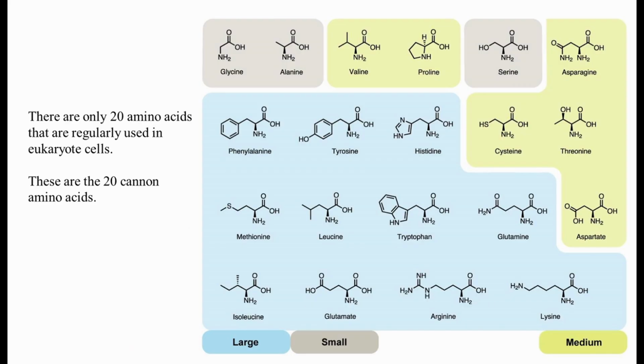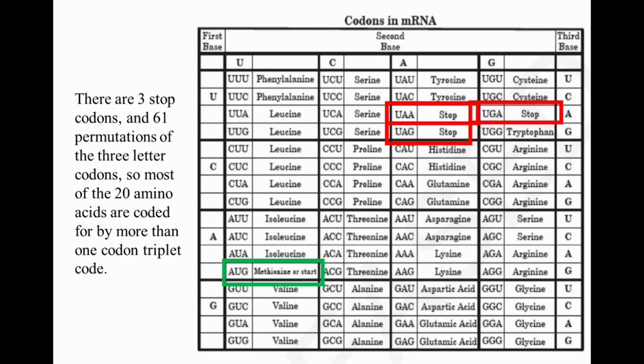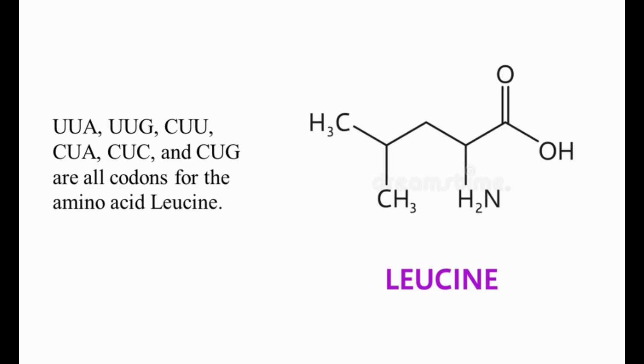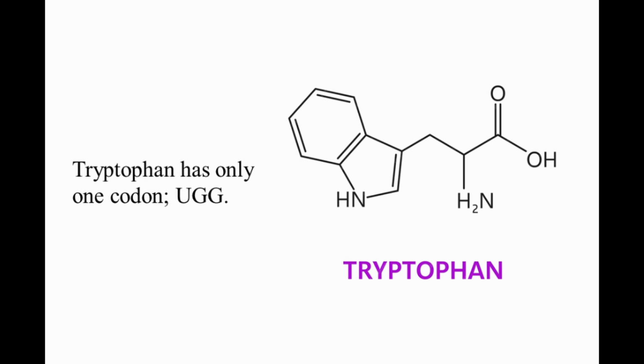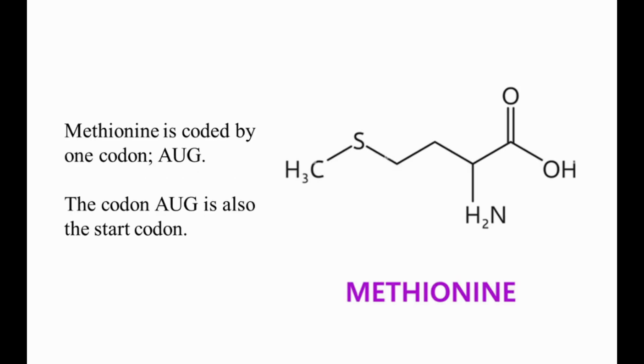There are only 20 amino acids that are regularly used in eukaryote cells. These are the 20 canon amino acids. There are 3 stop codons and 61 permutations of the 3-letter codons, so most of the 20 amino acids are coded for by more than one codon triplet code. UUA, UUG, CUU, CUA, CUC, and CUG are all codons for the amino acid leucine. Tryptophan has only one codon, UGG. The only other amino acid with one codon is methionine, which is coded by AUG. The codon AUG is also the start codon.